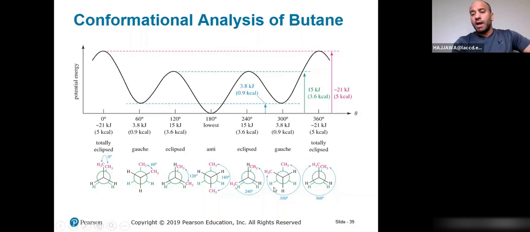Next would be another gauche staggered. This gauche staggered is not exactly the same as the first gauche staggered, because in this one you have the two methyls to the right, and in the other the two methyls are to the left, interacting. So the one resulting from the first 60-degree rotation will be the same in terms of energy and stability as the one from the 300-degree rotation. So you can see clearly that the two gauche staggered are the same in terms of stability and the same in terms of energy.